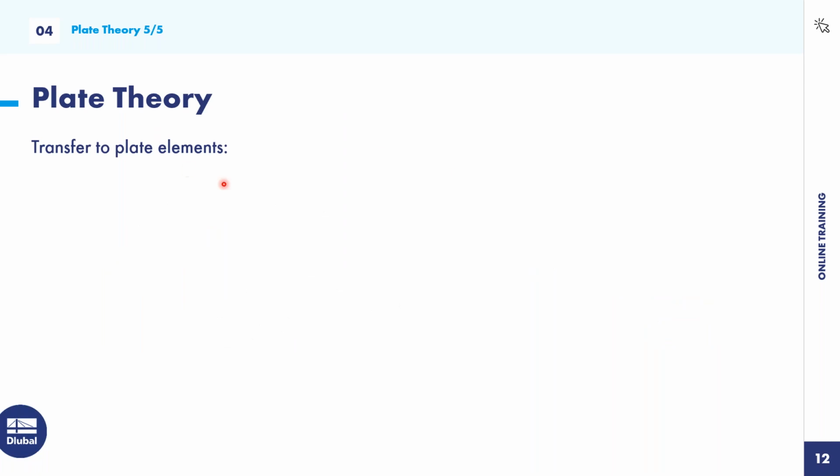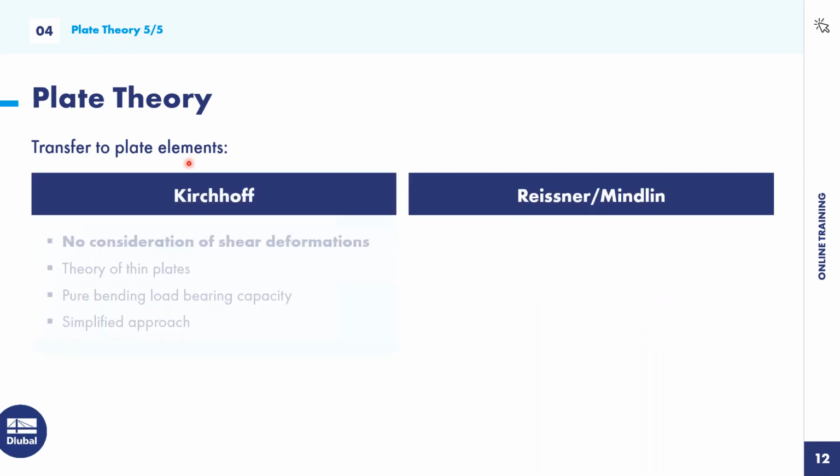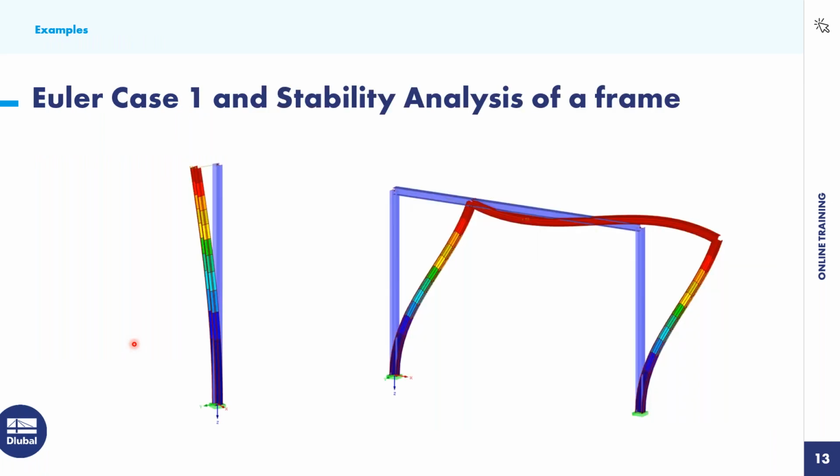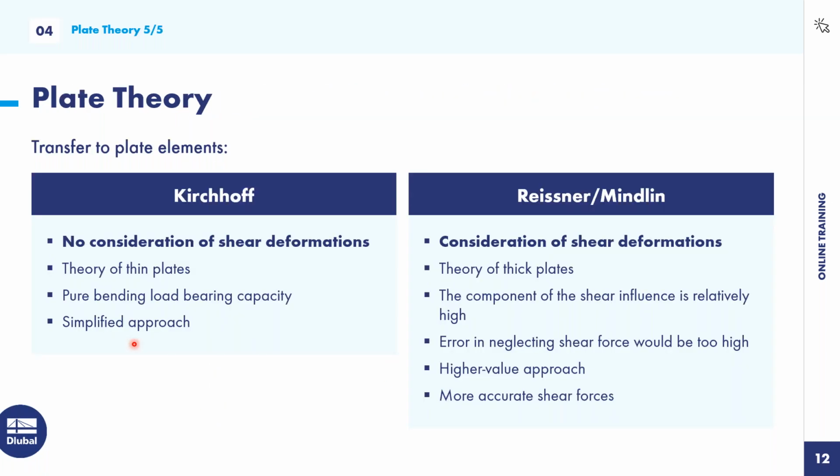Back to the plate theory, when we transfer it to the plate elements again. Kirchhoff, as a summary, has no consideration of shear deformations. When I calculate with this Kirchhoff theory, the results are good enough for thin plates. Thin plates are normal concrete plates you use in normal building structures and so on. And you are considering just pure bending load bearing capacity. This is also only a simplified approach. In contrast, with Reissner-Mindlin, the results are good for thin plates, but also for thick plates.